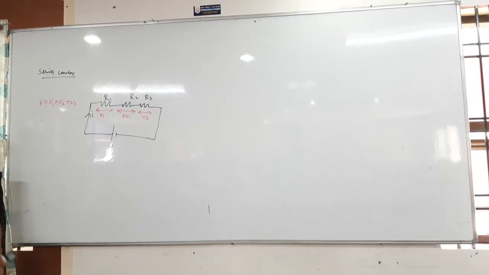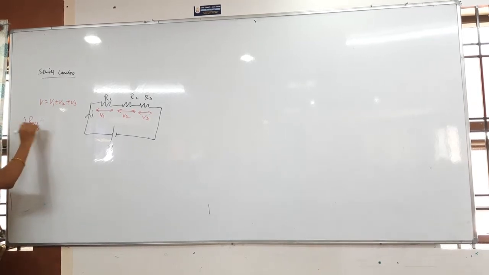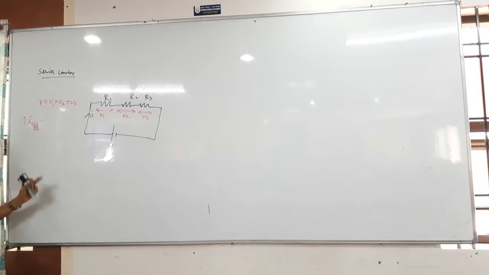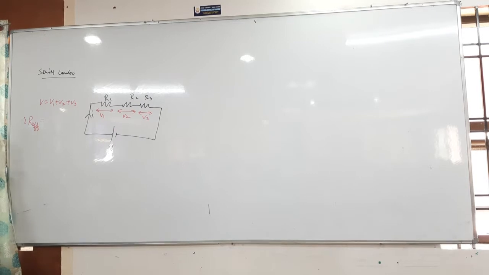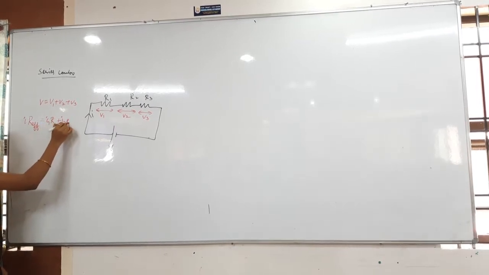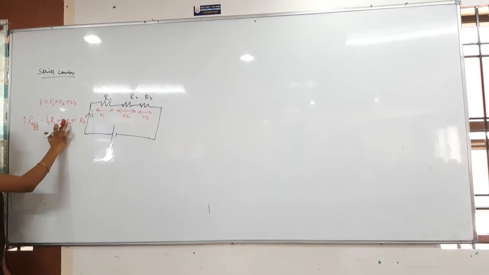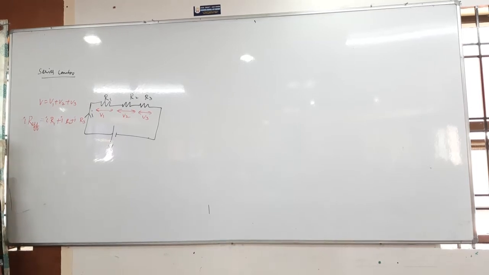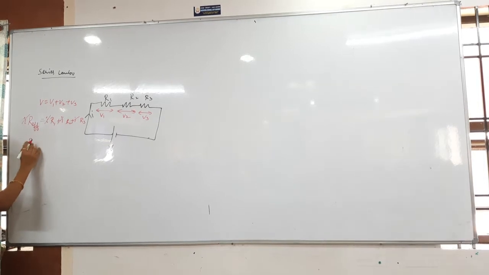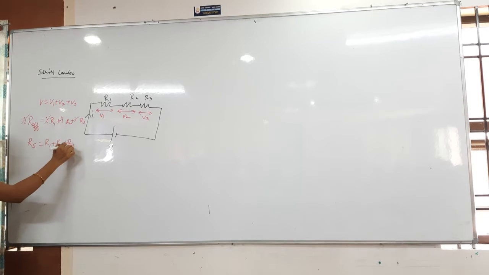Total voltage is equal to total current into total resistance, I into R effective. That is equal to V1 equals I1 into R1, plus V2 equals I2 into R2, plus I3 into R3. But I said the current is the same, so I gets cancelled. Then what is the answer for R effective? R series is equal to R1 plus R2 plus R3.